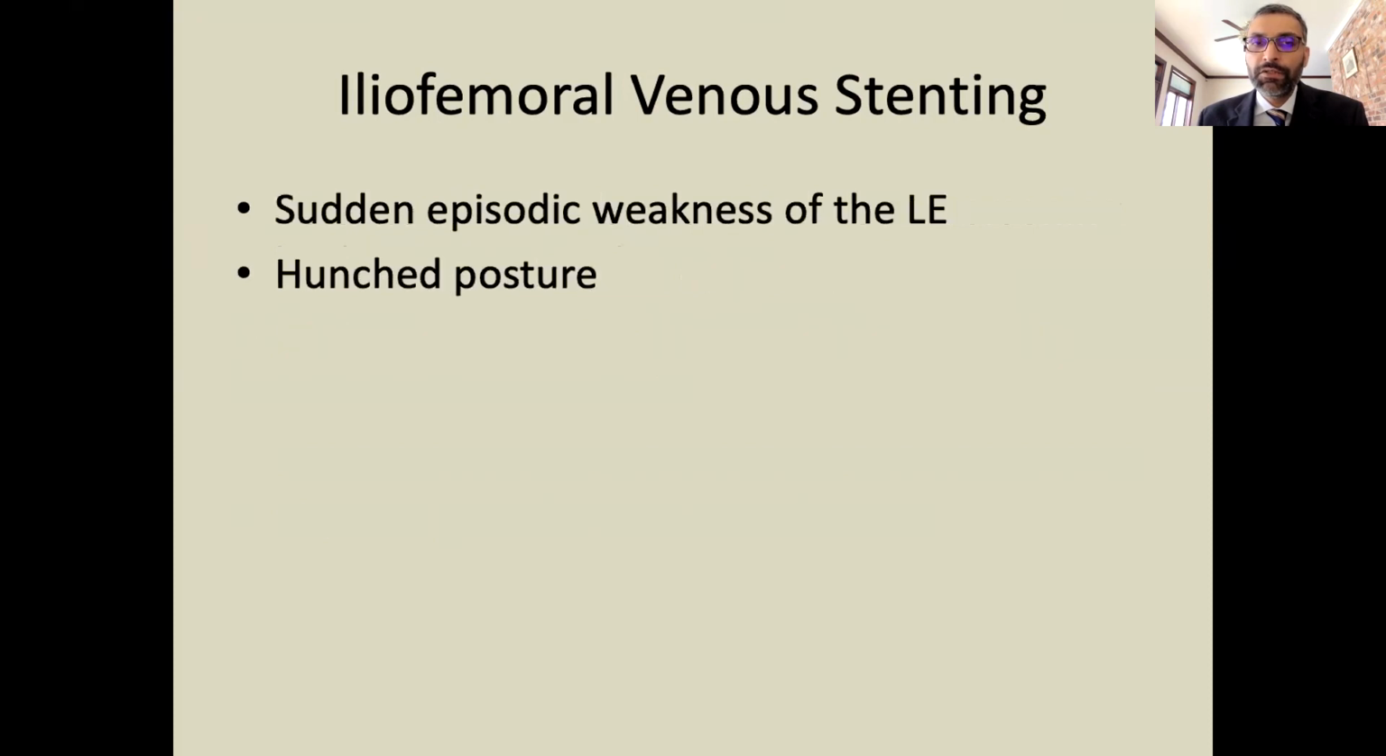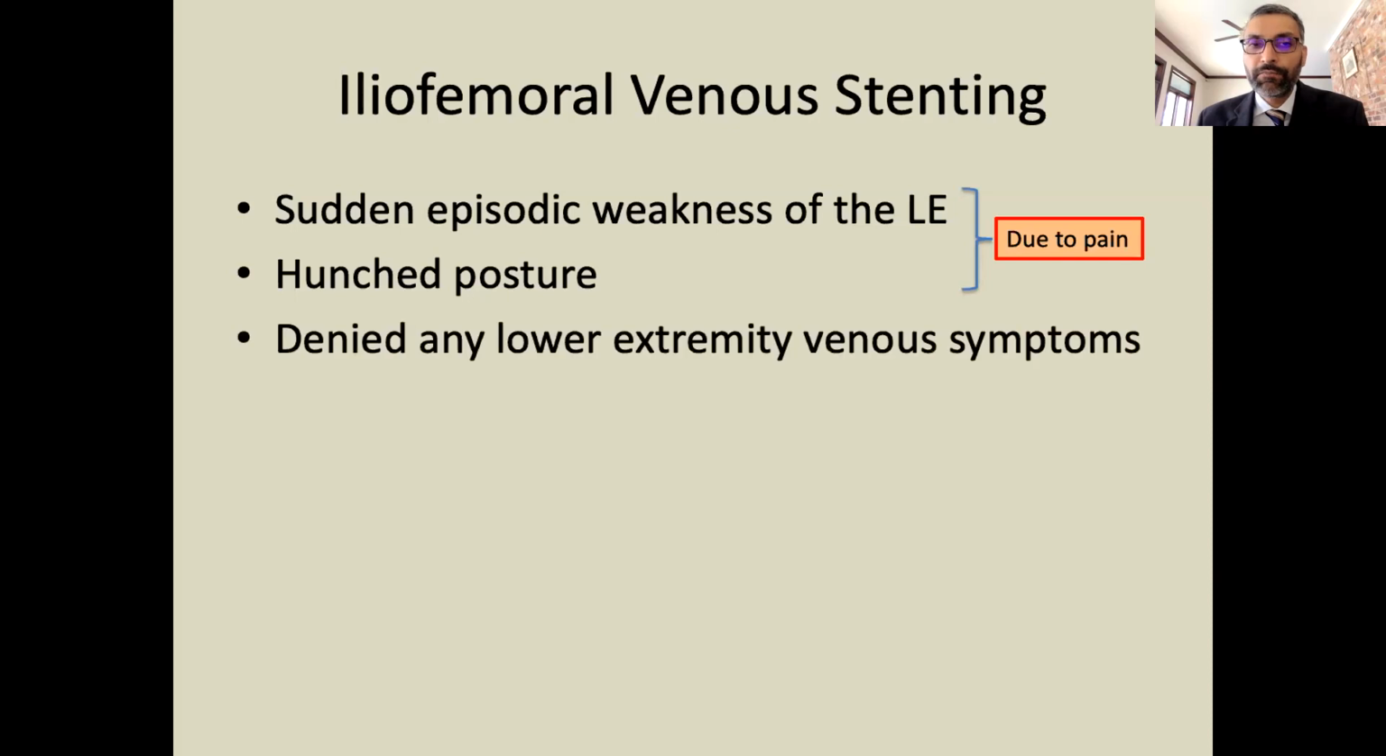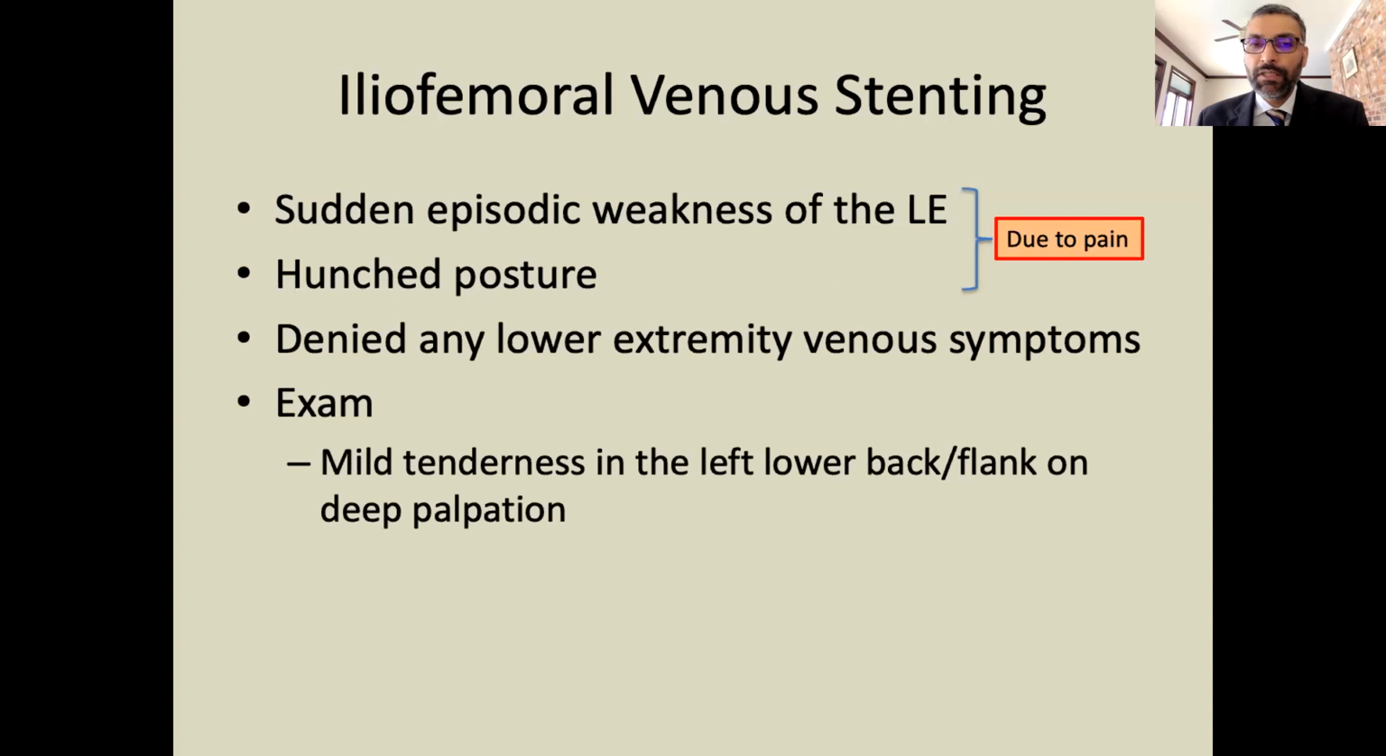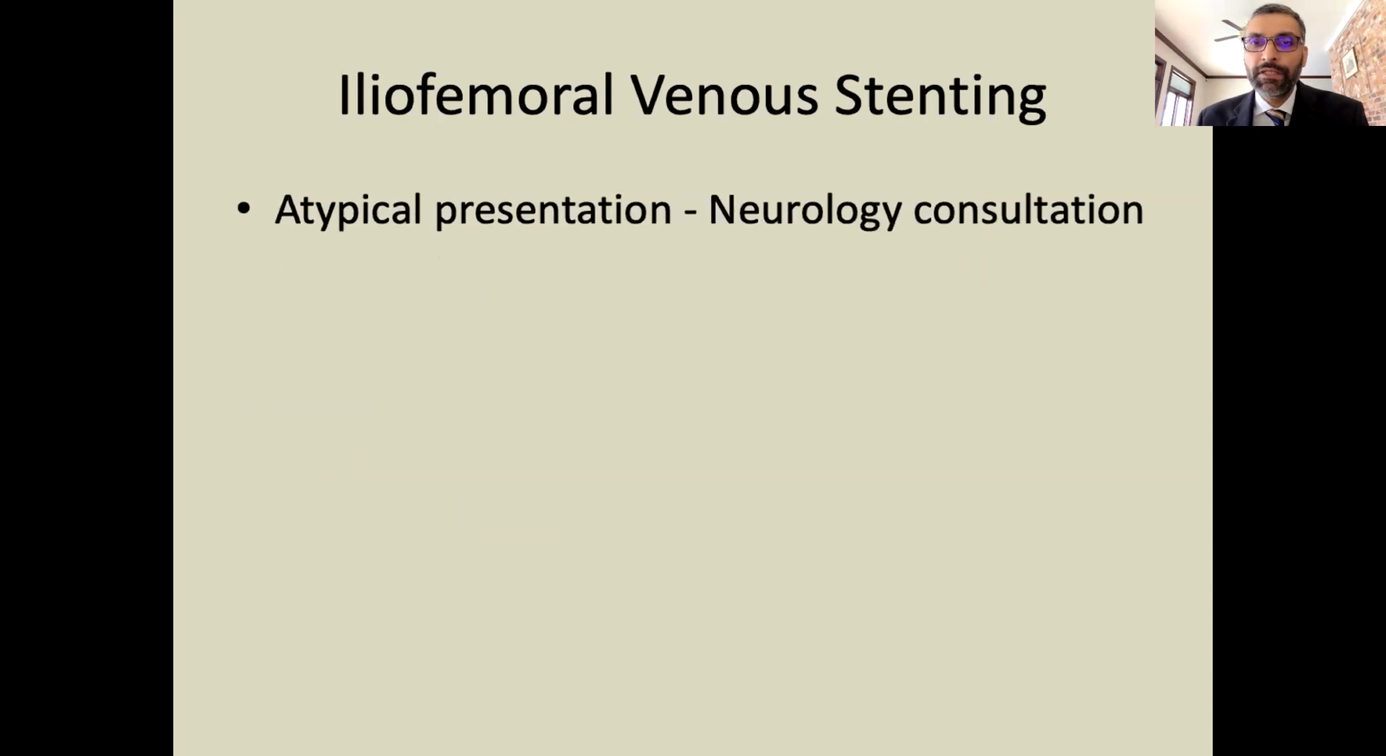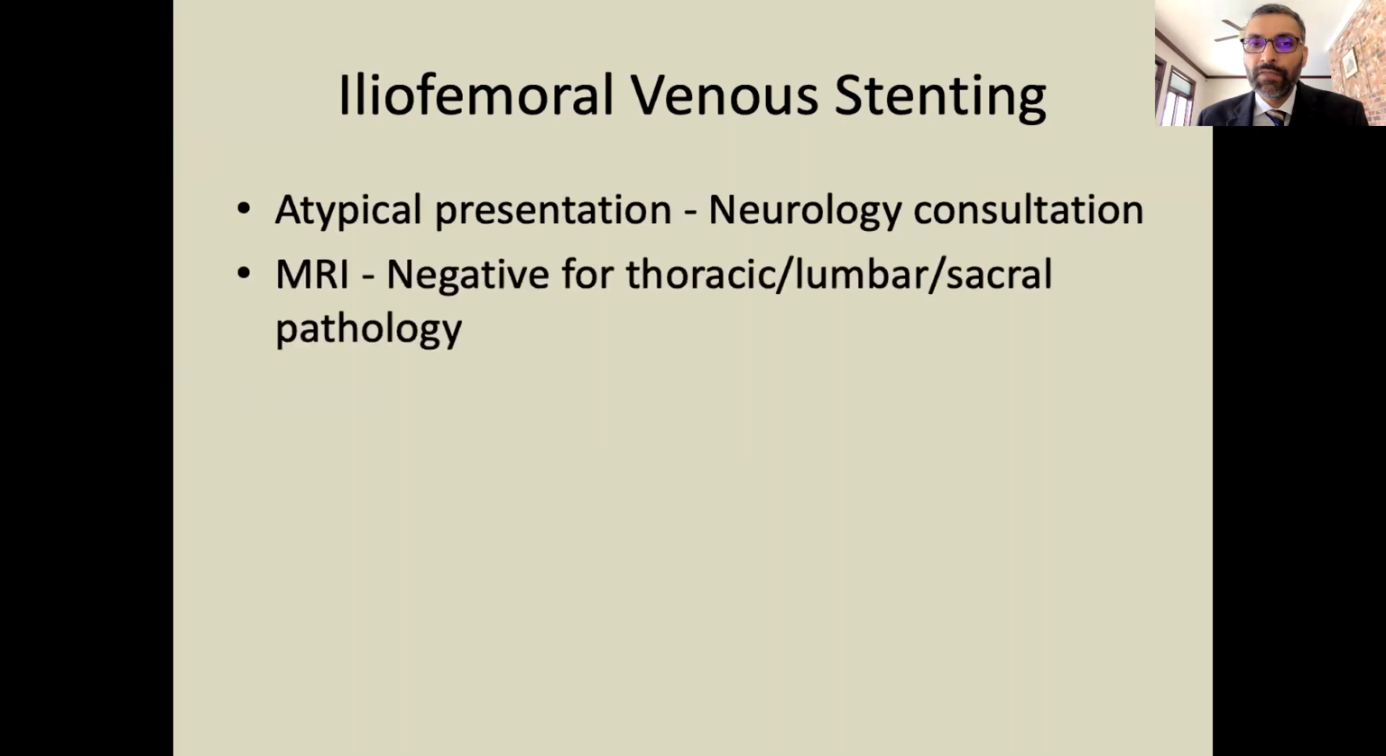To us, in addition to the symptoms I previously noted, she also had sudden episodic weakness of the lower extremity, as well as a significantly hunched posture that we thought was related to the severe pain she had. Additionally, she denied any lower extremity venous symptoms. On exam, she had mild tenderness in the left lower back and flank area. Given her somewhat atypical presentation, we decided to obtain a neurology consultation, and both their exam as well as workup was negative for anything significant. So we decided to pursue further venous workup.